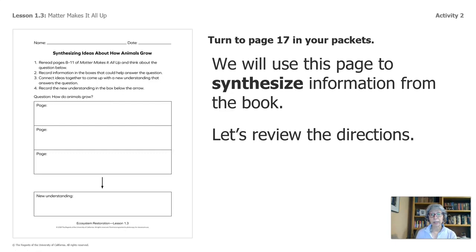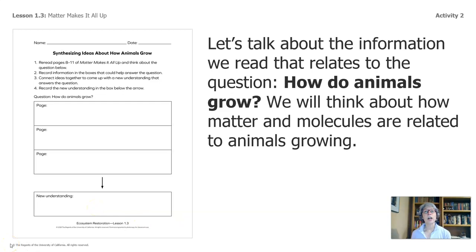So we're gonna take a look at the book and write 3 different ideas that are going to help us weave them together for a new understanding. Let's talk about the information we read that relates to the question, how do animals grow? We will think about how matter and molecules are related to animals growing. Go through the book one more time and fill these pages out. You may want to pause the video to complete this section.